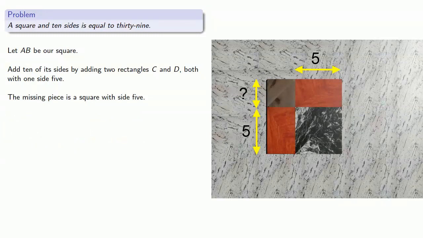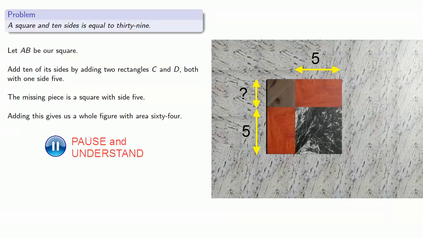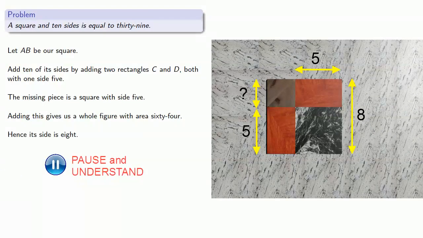Now, since the area of the figure doesn't change if we move its pieces around, this object still has area 39. And if we add this square with a side of 5, well, the area of the square is 25, and so the area of the whole figure is 64. But since it's a square, we know the side length is 8. And we know this part of the figure has length 5, so the original square has side 3.